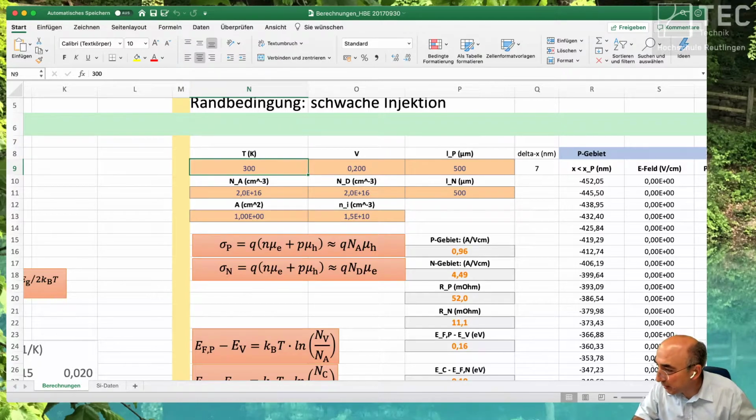Can you see my mouse? No, you can't see my mouse. Or can you see my mouse here? Ah, okay. So I have to place my cursor on the Excel. Then I have to go to the presentation. Then you can see my mouse. Okay, the absolute temperature, 300 Kelvin.